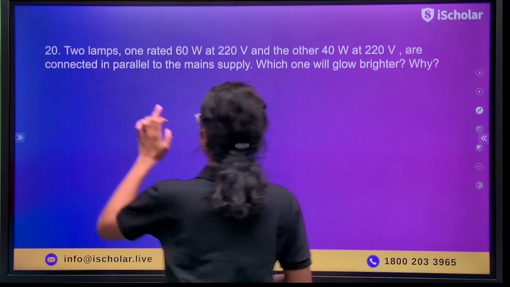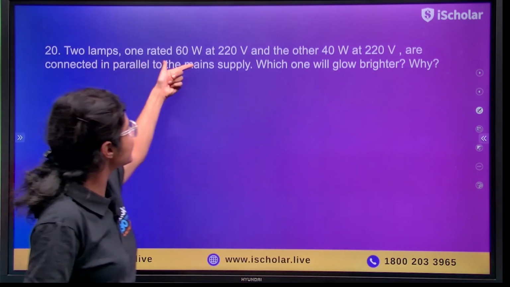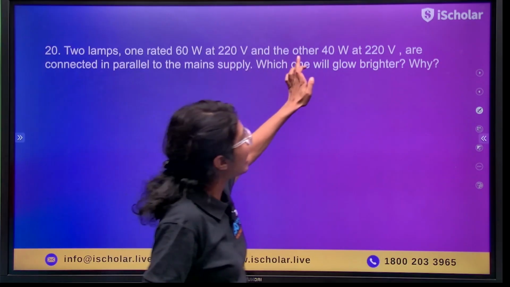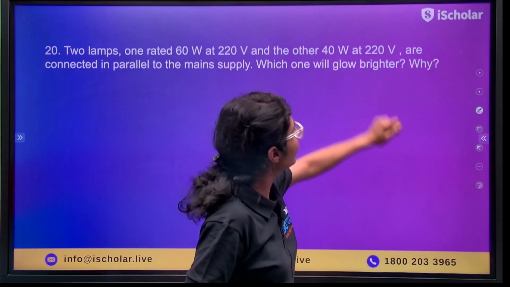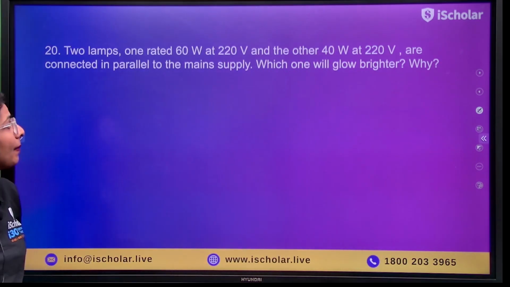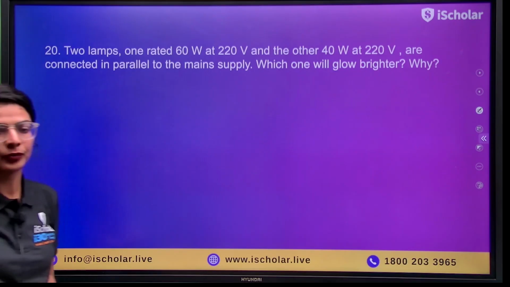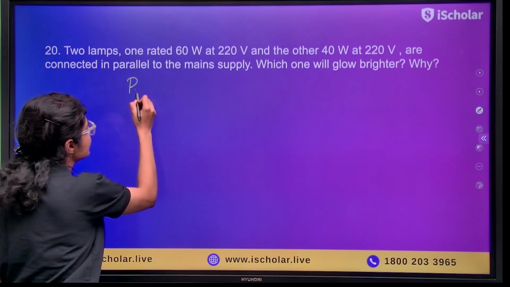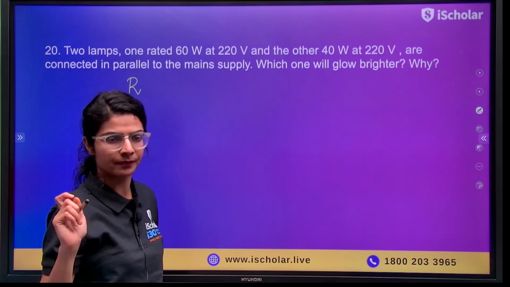Okay, so in the next question it is given that two lamps, one is rated 60 W, 220 V, and the other one is 40 W, 220 V, are connected in parallel. Which one will glow brighter? Okay. So first of all, I am trying to calculate the resistance of both the lamps.